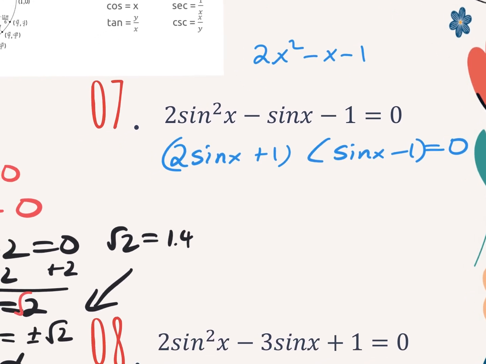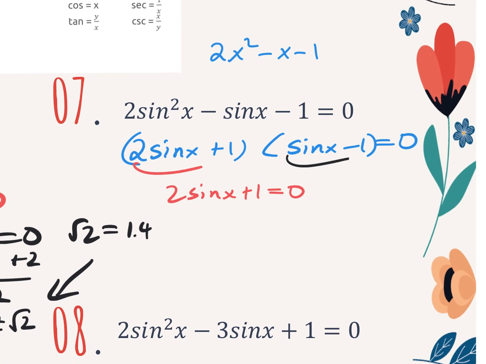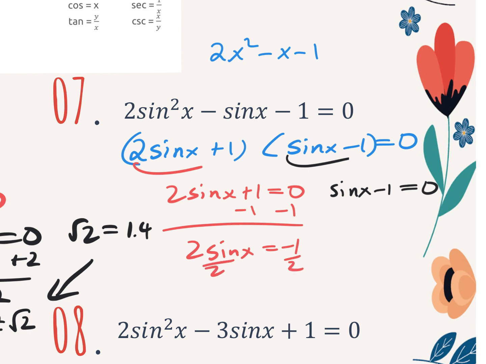So now I set each factor equal to 0. So 2 sine x plus 1 equals 0. And then this one, sine x minus 1 equals 0. Subtract 1. 2 sine x equals negative 1. Divide by 2. Sine x equals negative 1/2. And then this one I'm going to add 1. Sine x equals positive 1.